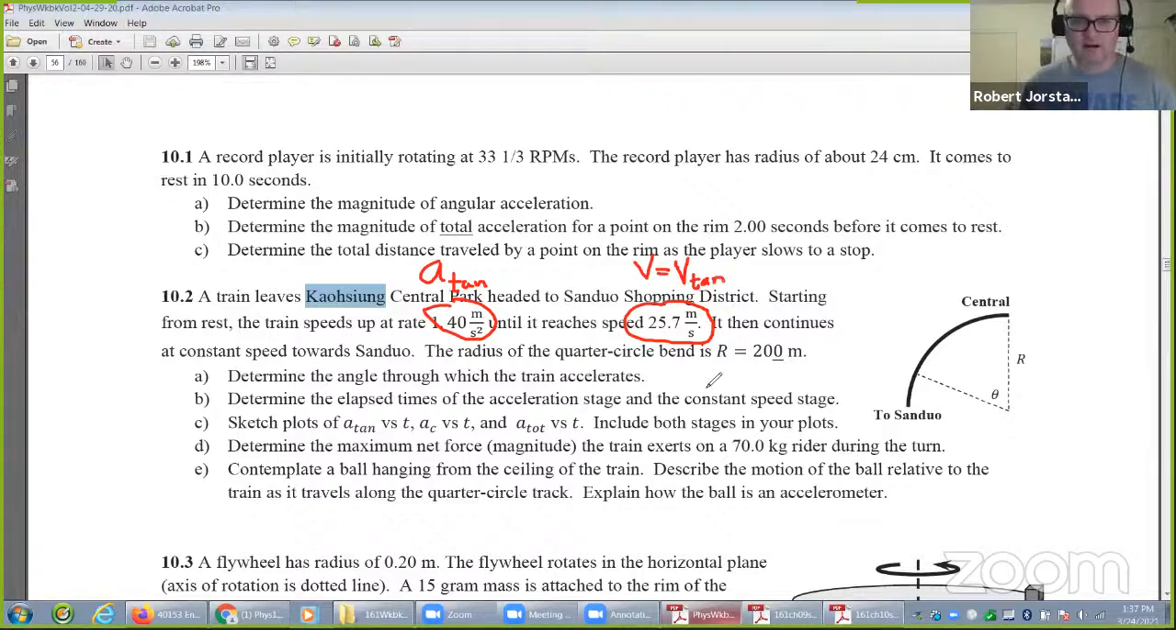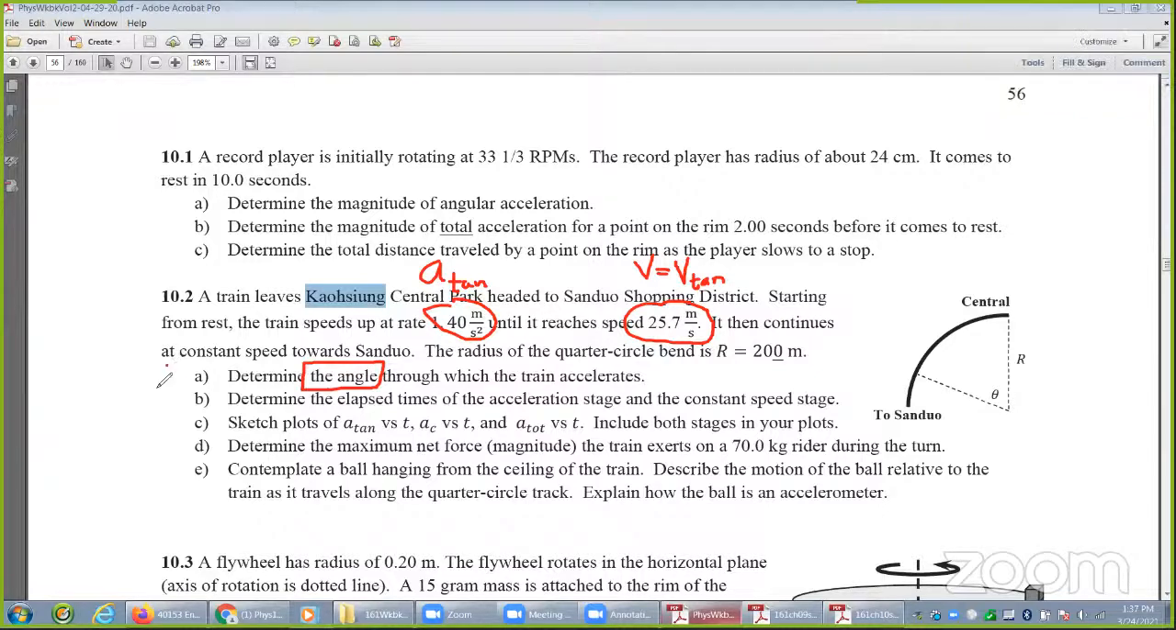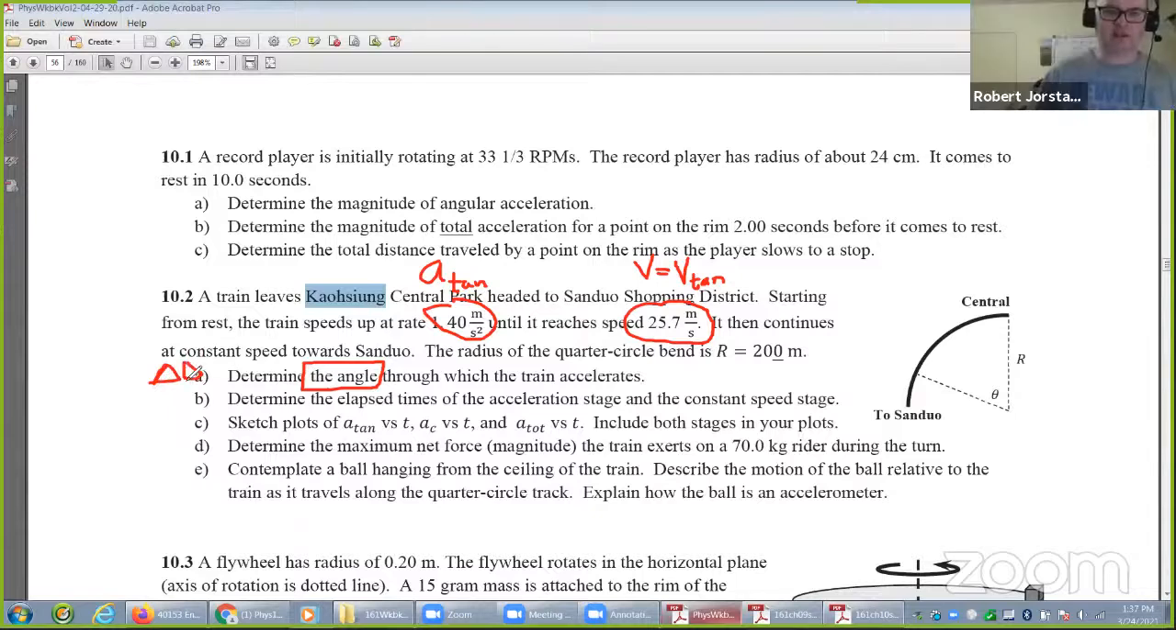All right. So now, what are we supposed to figure out here? What are we trying to find? What symbol is that? Theta. Yeah, or delta theta, depending. So typically, if we set theta initial to 0, not always true, but if we do, delta theta and theta could be used interchangeably. So you're either going to write delta theta or theta, either one. All right, good. And then here, determine times. Okay, got it. Sketch plots.